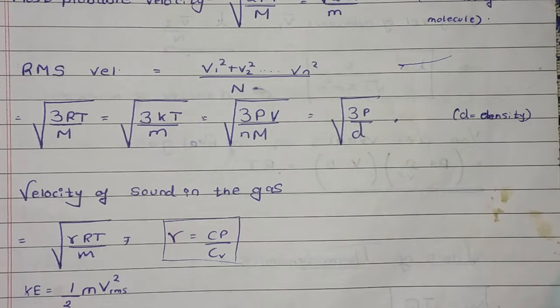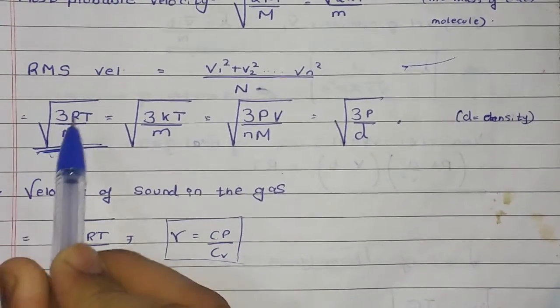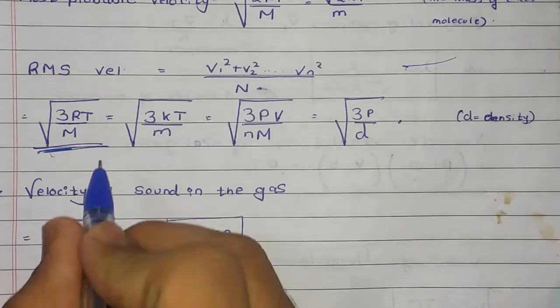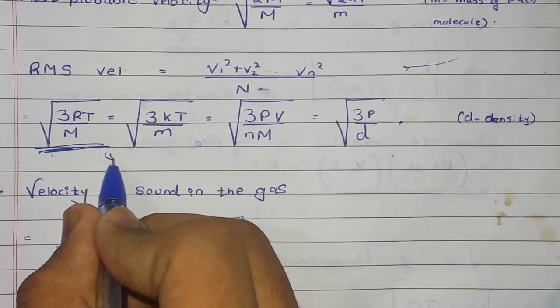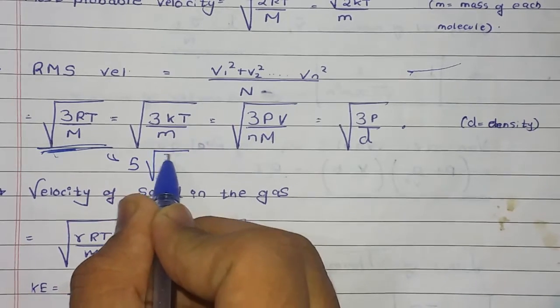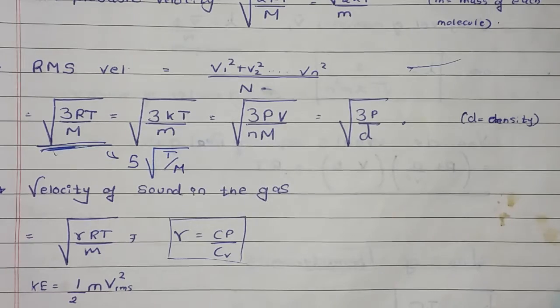For now, RMS velocity equals under root of 3RT upon m. What is R? R is 8.3. 3 into 8.3 would be approximately 25. So taking 25 out, it would equal 5 root of T by m. That would be the RMS velocity.